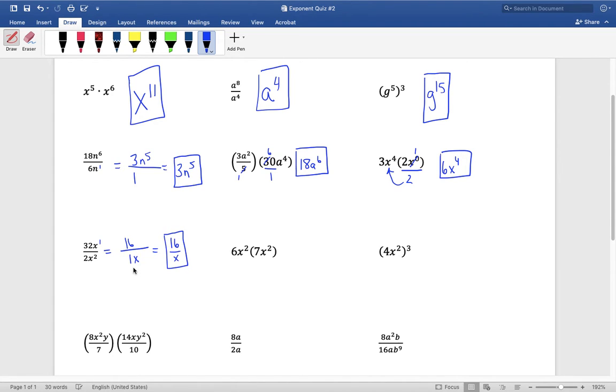We want to get rid of all the 1 times the x's. On the next one, really straightforward. 6 times 7 is 42. Add the exponents is 4.